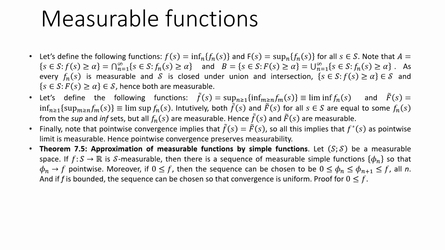If we have a measurable space, and if there is a function which is measurable with respect to the sigma algebra, then there is a sequence of measurable simple functions, so that this series of measurable simple functions converges pointwise to this function. And if this function is non-negative, then this sequence can be chosen so that all the simple functions in the series are non-negative. And if the limit function is bounded, then the convergence is uniform. We can see the proof, because it's very simple. We can see the proof for non-negative f.